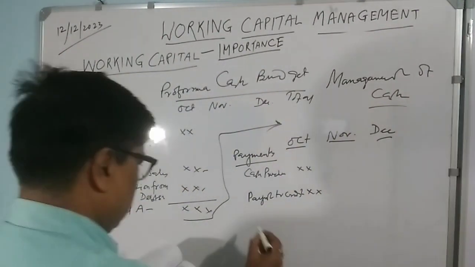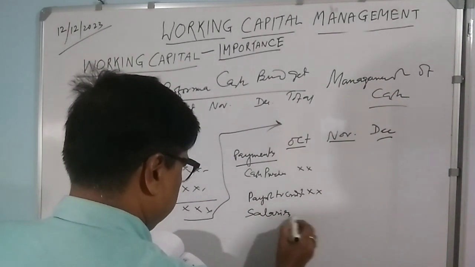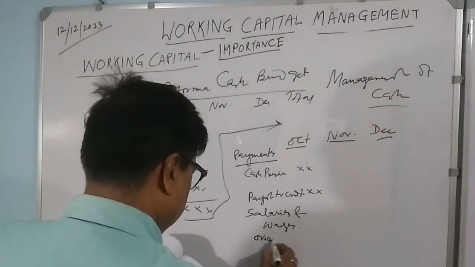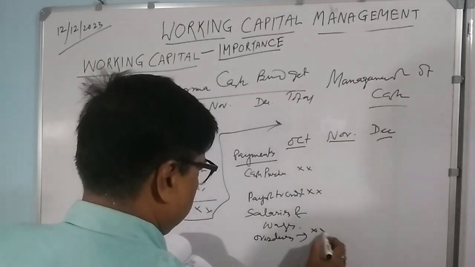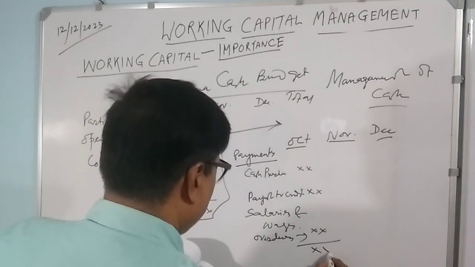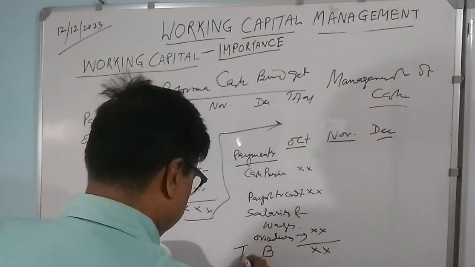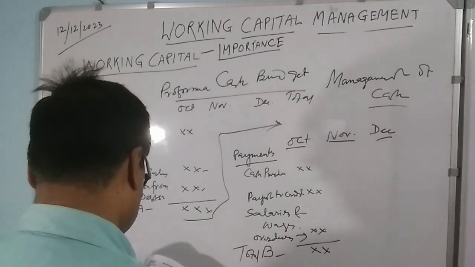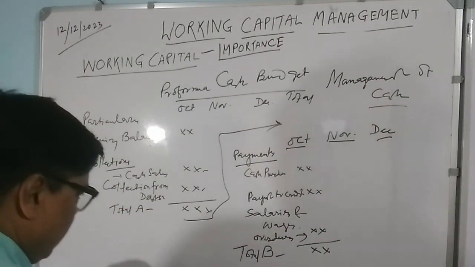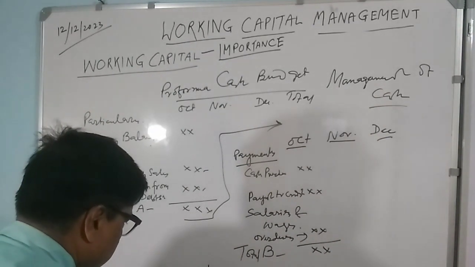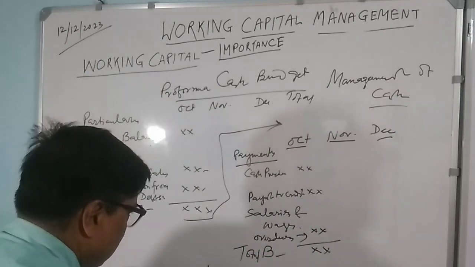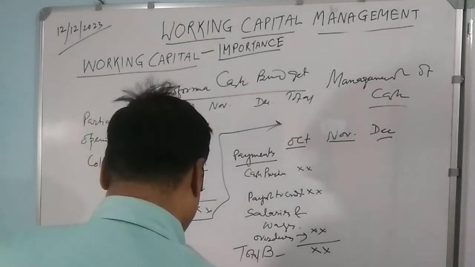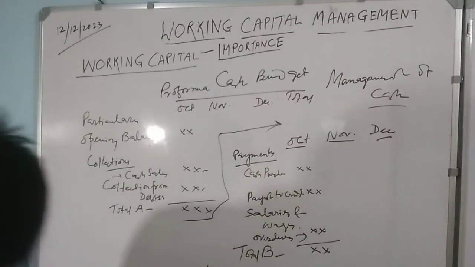Payment to creditors, salaries and wages, overdues, any other overdues, tax liability, any payment you have to make, that is the sum total of your payments, that is total B. So now you have to find your closing balance. How will you get the closing balance? A minus B, some figure will come. So that is your closing balance. This figure will come.